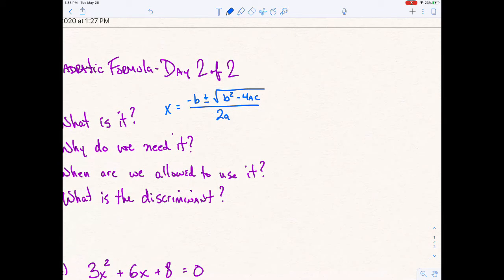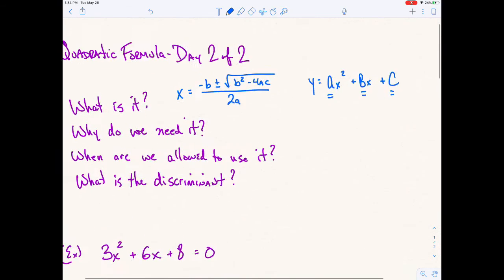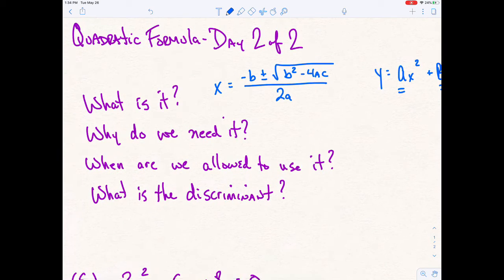And we should clarify that that's based on the polynomial being written in standard form. So ax squared plus bx plus c, right? So your a, your b, and your c are the a's, the b's, and the c's in the quadratic formula. That's what it is. Why do we need it?